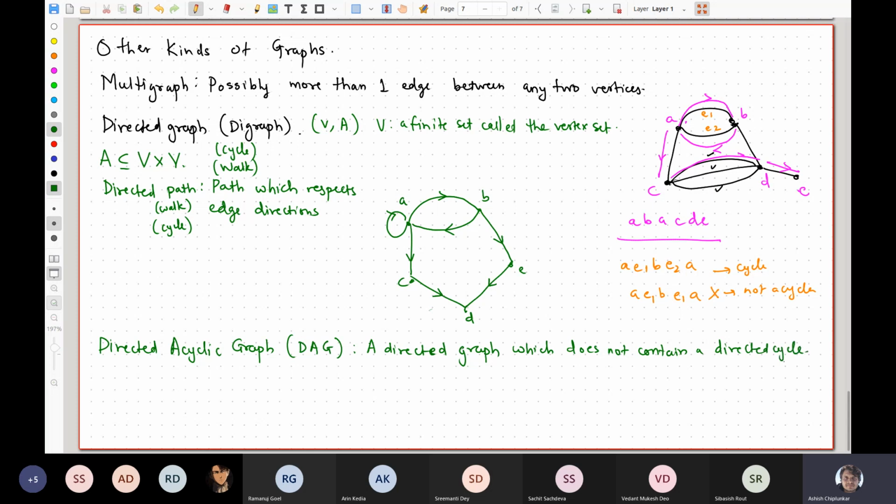right? So if you forget the directions of the edges, your graph could perfectly contain cycles. But if you remember the directions of the edges, then there is no cycle, right? So your directed acyclic graph could look something like this. Right, so I hope there is no directed cycle over here.